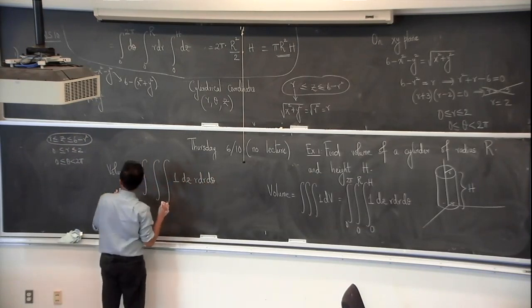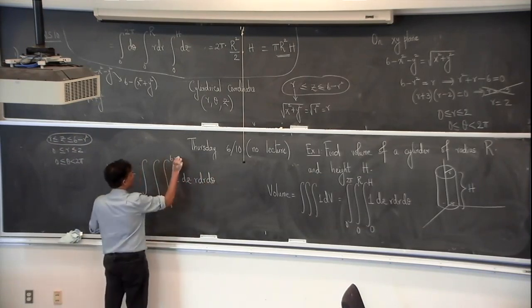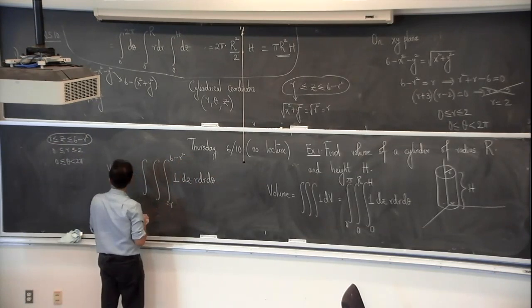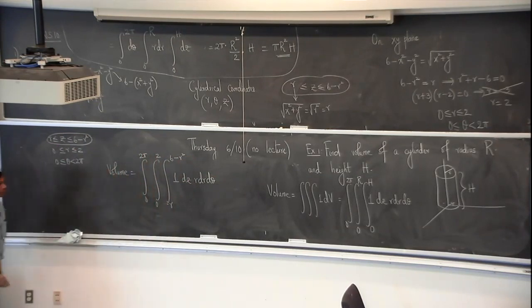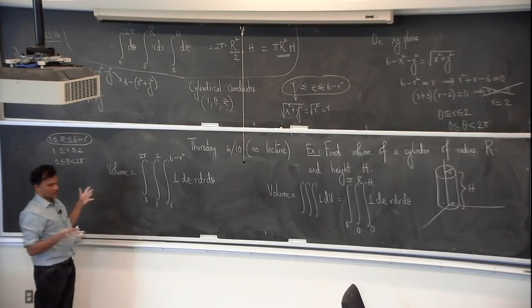So 1 dz r dr d theta. z goes from r to 6 minus r square. That gives you the height of the solid. r goes from 0 to 2, theta from 0 to 2 pi. Understanding of the problem comes from the setup of this integral. After this, it's pretty much calculus 1. This is what I want to see mostly in problems where I say find the volume, find the mass or something. This is what will show me whether you understand what's going on.